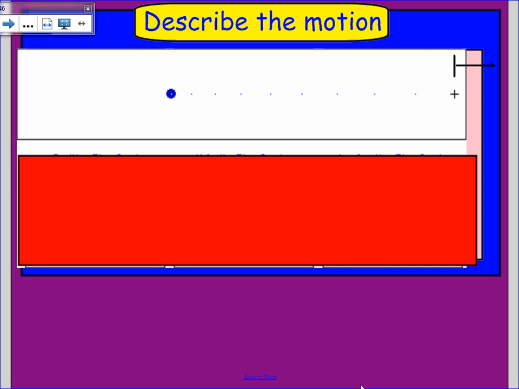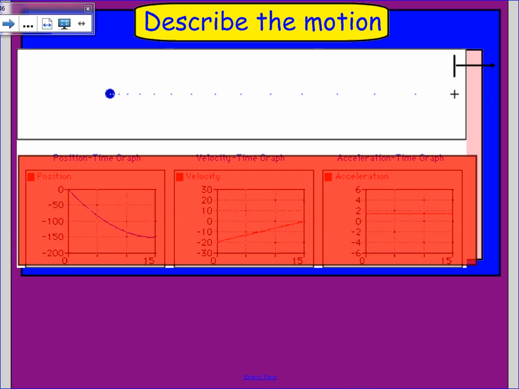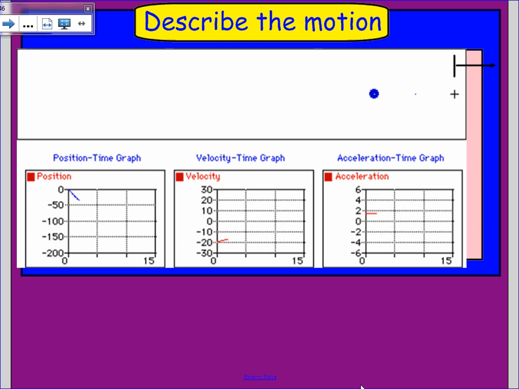Last example, the object is moving in the negative direction, but it's slowing down. How does that match up with our graphs? If it's slowing down, the position graph is going to level off in the negative direction. It's moving in the negative direction, so velocity is down here in the negative region, but the actual incline itself is moving towards zero. And since it's moving towards zero and it has a positive slope, my acceleration will be positive as well.